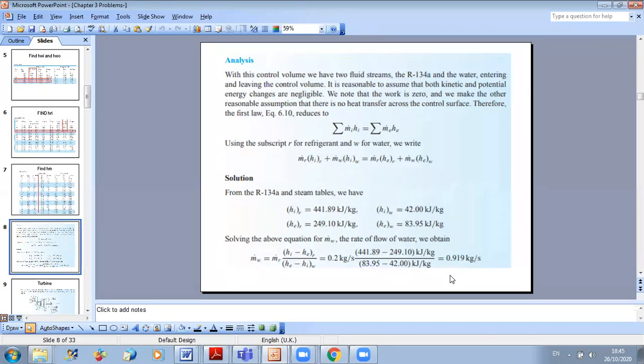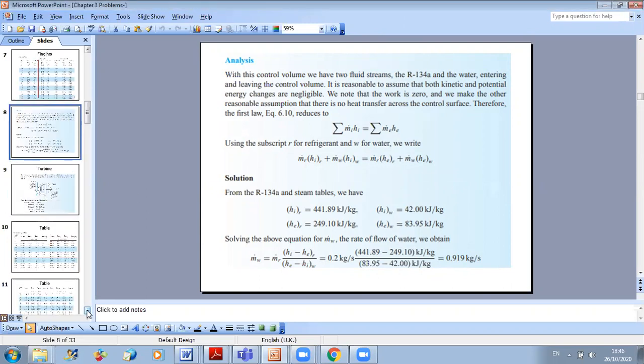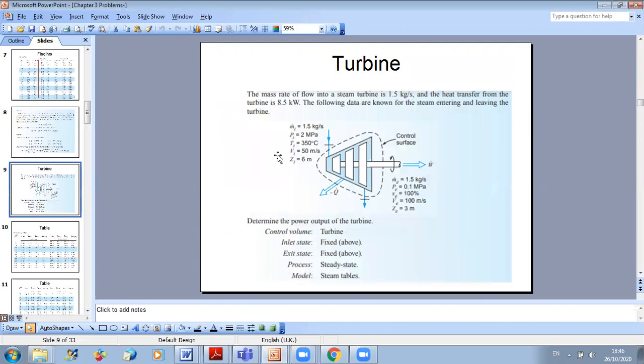Okay? Any question on this? Please, if something is not clear, ask. Okay, so let us now take another component, the analysis of another component, which is the turbine.